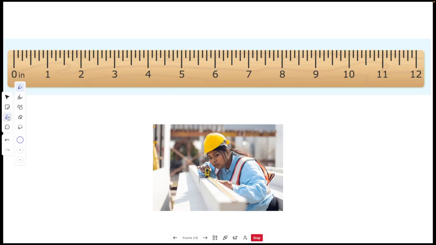Tape measures and rulers, being able to measure distance accurately, is very, very important in the world of construction. Any type of building job or building site will have tape measures and ways to measure distance. So this is super, super important.